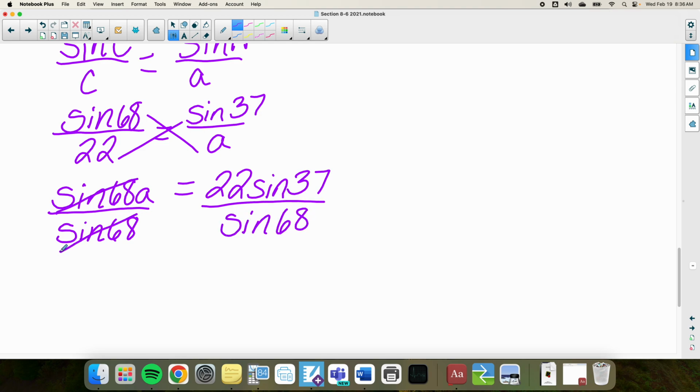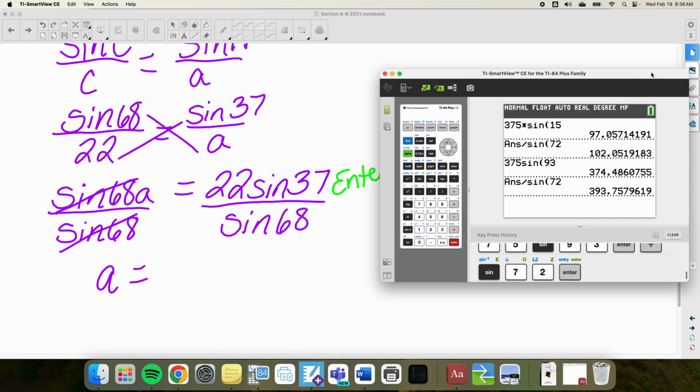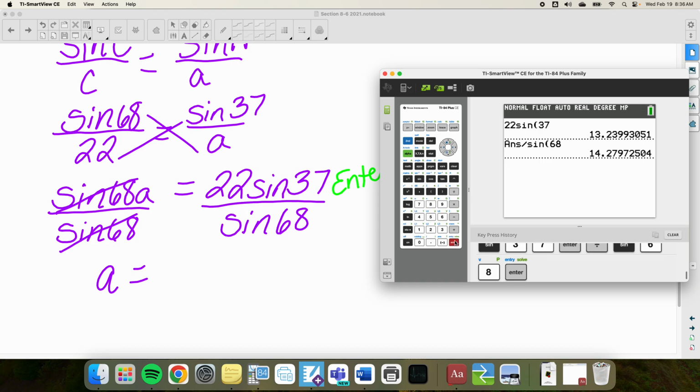These are gone. And when I punch this in, do not forget to hit enter. So when I go to do that, I get, so if I do 22 sine 37, enter, divide by sine 68. Did you guys get 14.28?